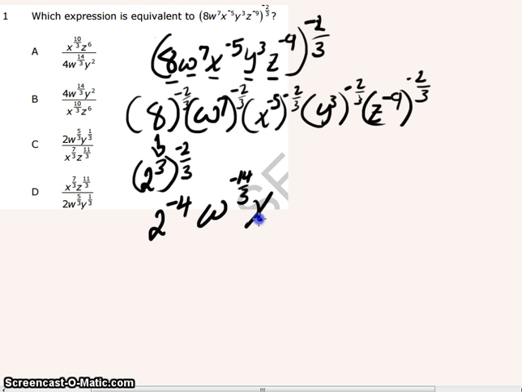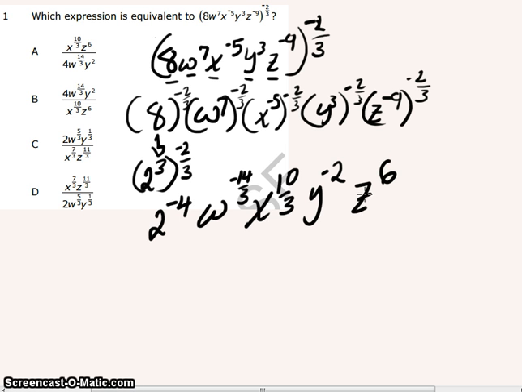So we have x to the power of 10/3. For y, the exponent of y is 3. 3 times -2/3 becomes -6/3, and that becomes -2. So we have y to the power of -2. Last but not least, -9 times -2/3: two negatives make a positive again. Positive 18/3, which becomes 18 divided by 3 is 6.